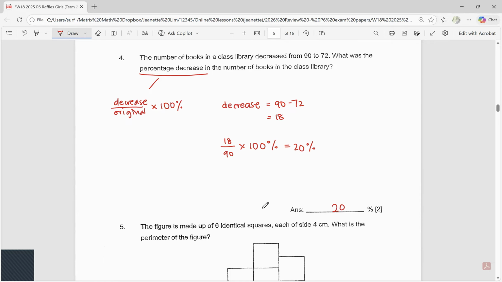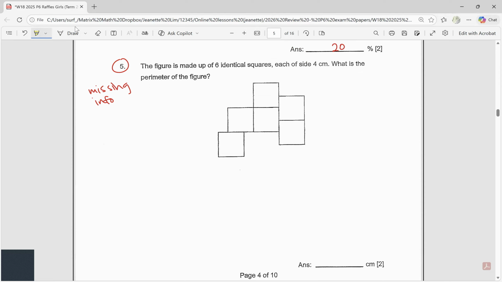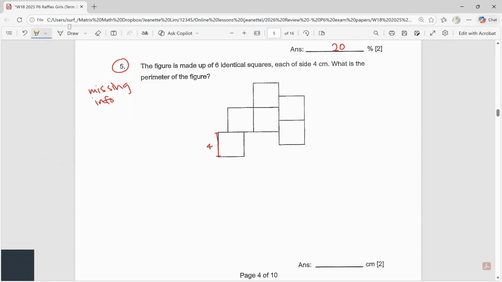All right, now for question 5, there is missing info in the question. So the question cannot be solved. Okay, there's missing info in the question, it cannot be solved. So let me just explain why it can't be solved. Each side is 4 cm, so we have 4 here. Okay, so let's say I highlight all the sides that we have for the 4 cm.